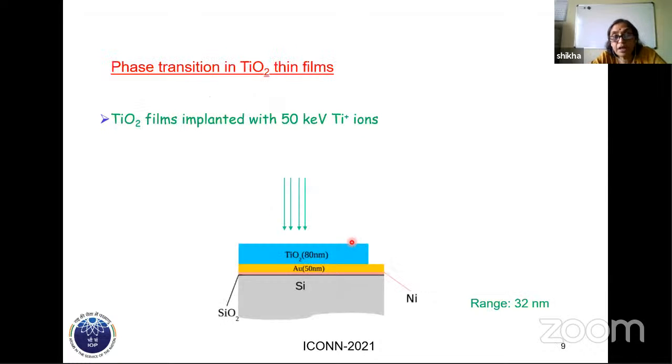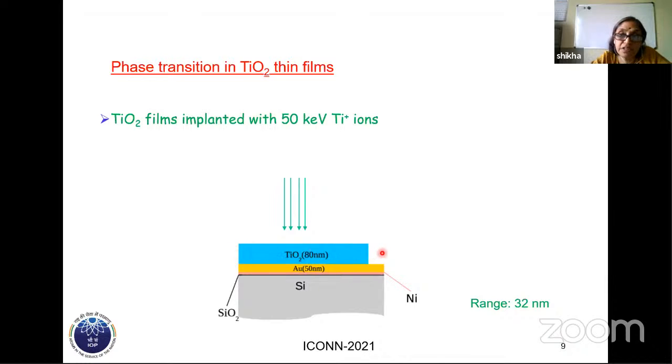So what we have done is we have seen this phase transformation in the absence of any annealing, but through ion implantation. This is a TiO2 film sitting on a gold layer. It is a very thin film, only 80 nanometers thick. And when these ions go inside, they go up to a range of 32 nanometers. So the ions go and sit somewhere here.